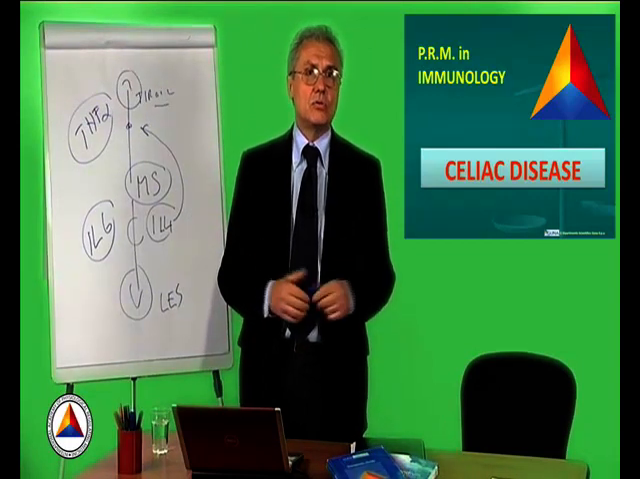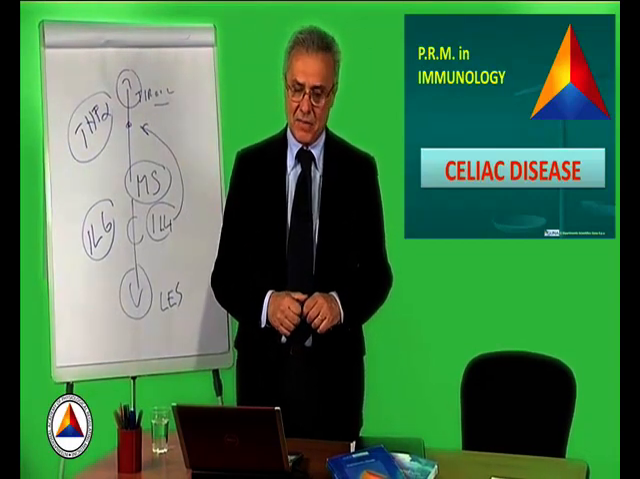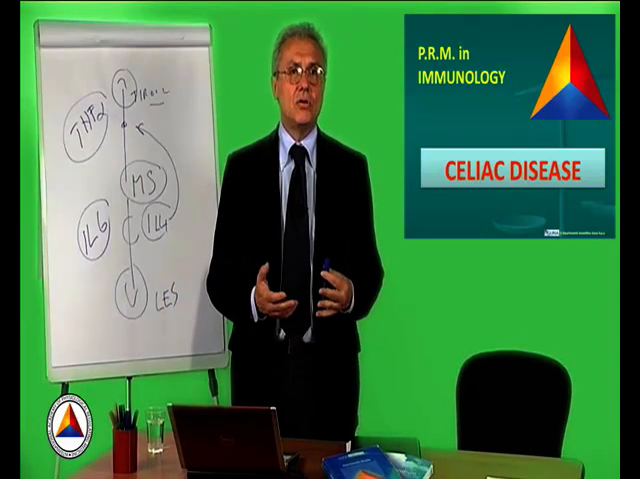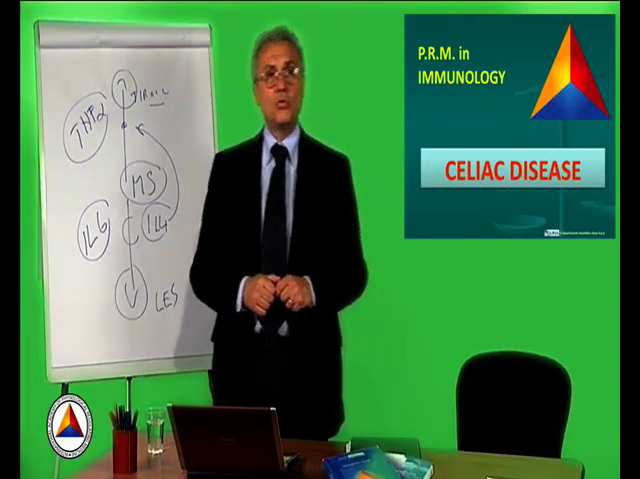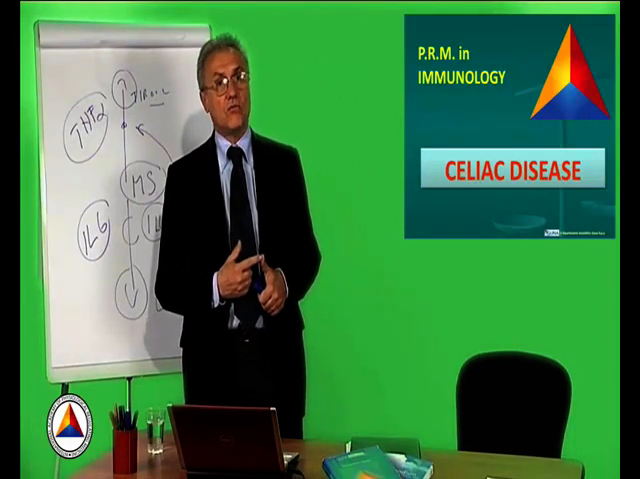But we know that it is a hereditary disease and is tied to a genetically transmitted intolerance to gluten, which is primarily contained in wheat, but also in rice, oats, and so on.